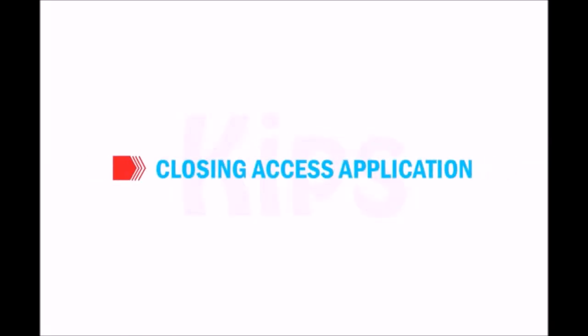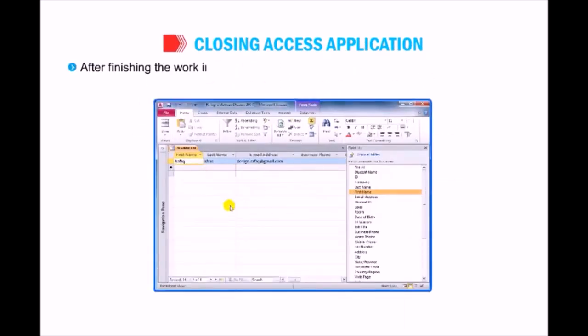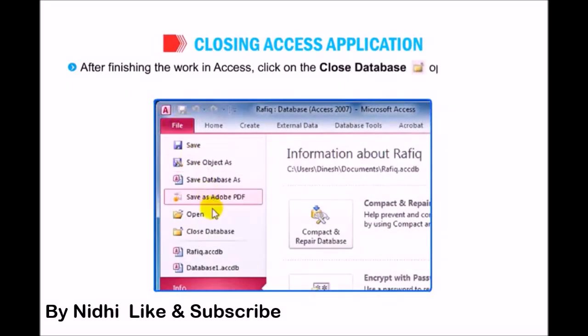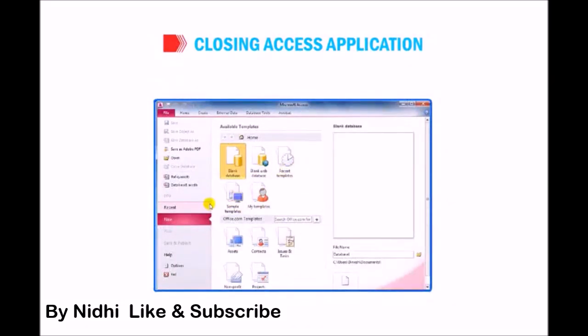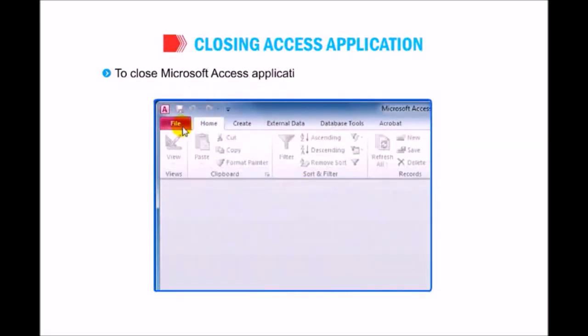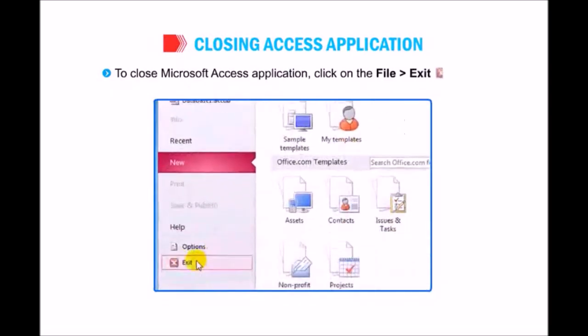Alright students, now we will discuss closing the Access application. After finishing the work in Access, click on the Close Database option in the File tab to close the current database. To close the Microsoft Access application, click on File, then go to the Exit option.